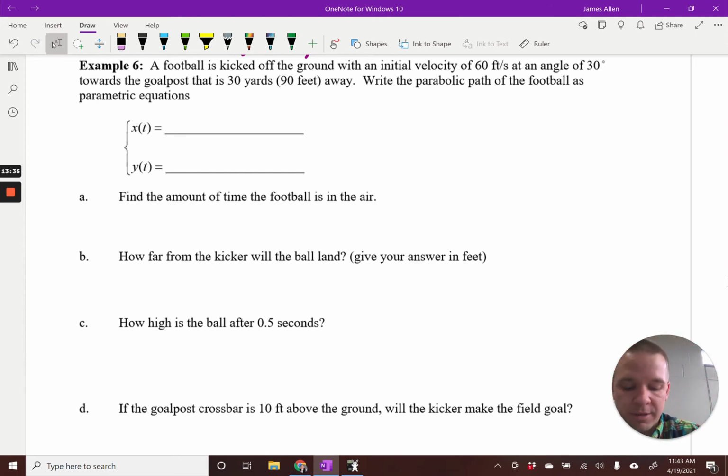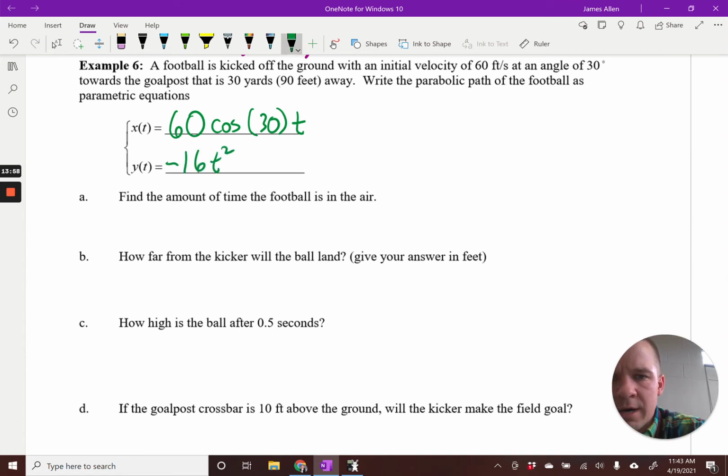Okay. So my horizontal displacement here, we would have 60, right? Cosine, and then 30 for my angle. T. Cool. And then for my other one, I have negative 1/2 times 32, so let's just say negative 16 t squared, and then plus we've got 60 sine of 30 t, and then it was kicked off the ground, I believe. Yep, so it's kicked off the ground, so plus 0 then in that case, right? Cool. Now let's simplify that.